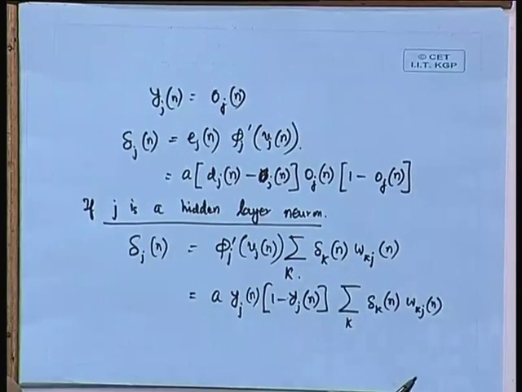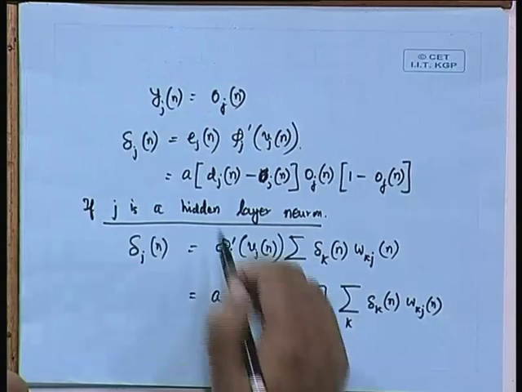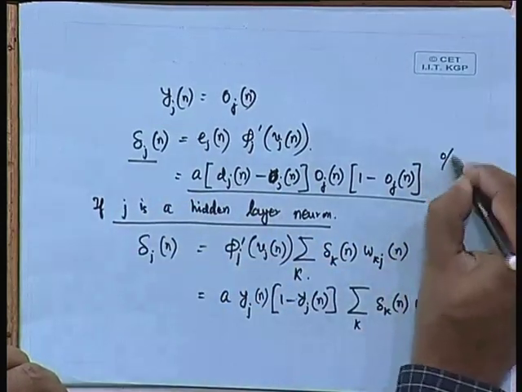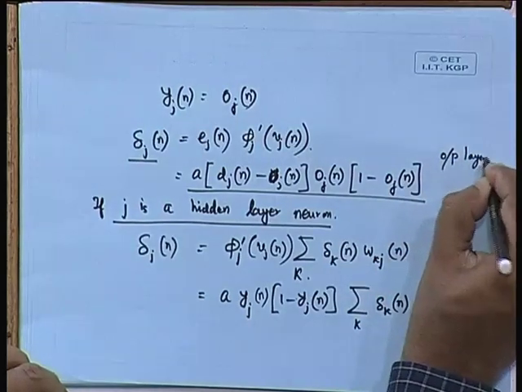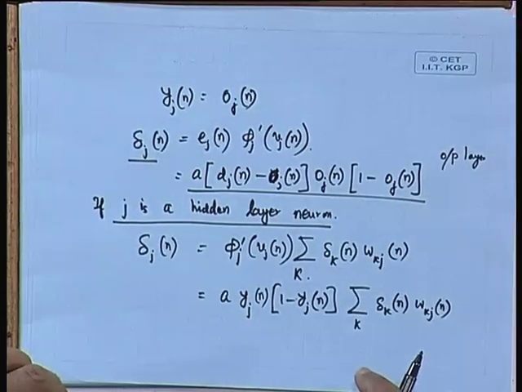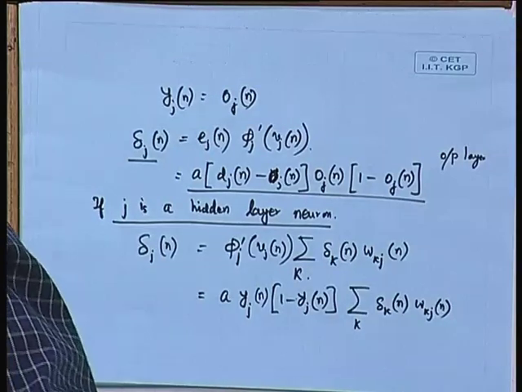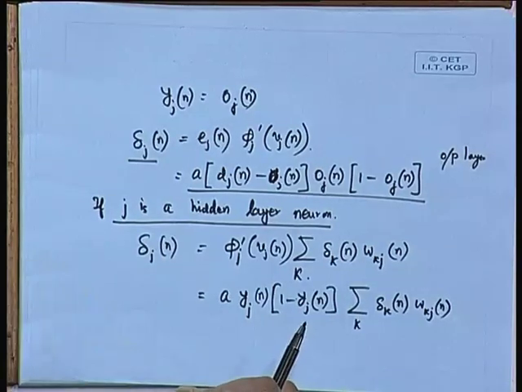Whereas, for the case of the output layer, this is the expression that we have got. This is for the output layer, whereas this is for the hidden layer. Anybody having any doubts or confusion pertaining to this? No. All right.